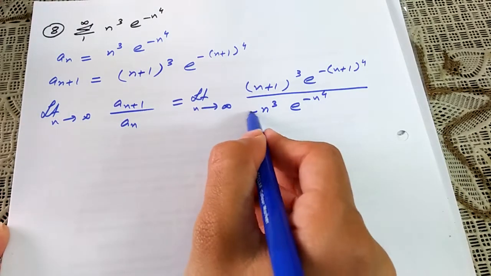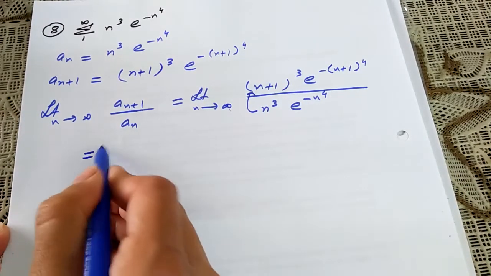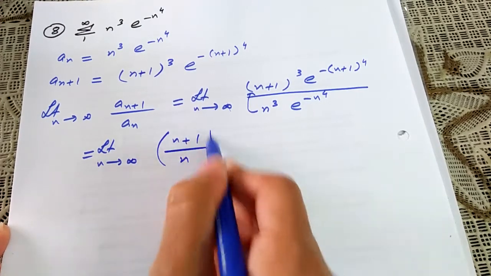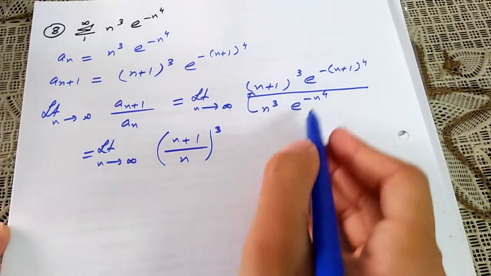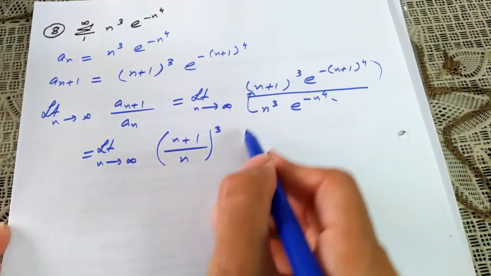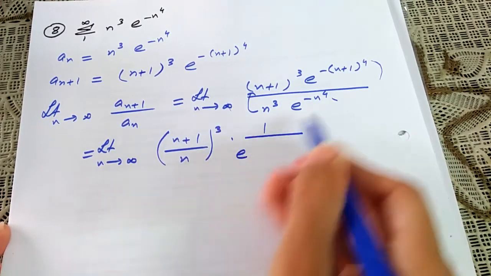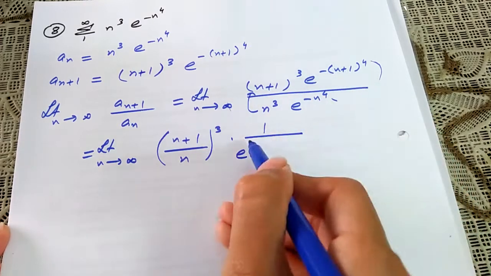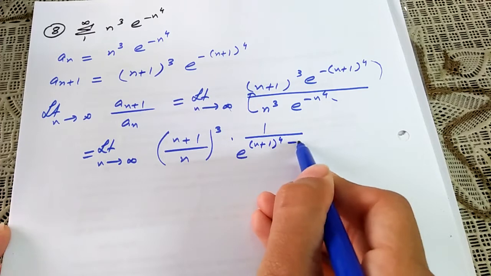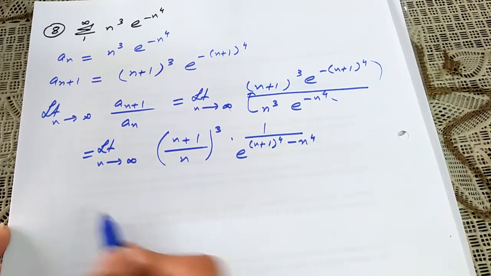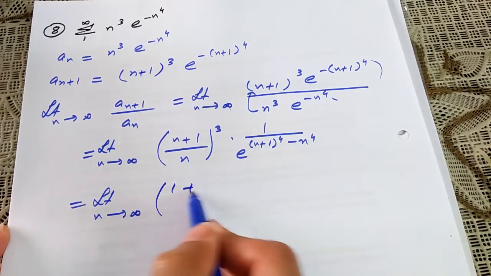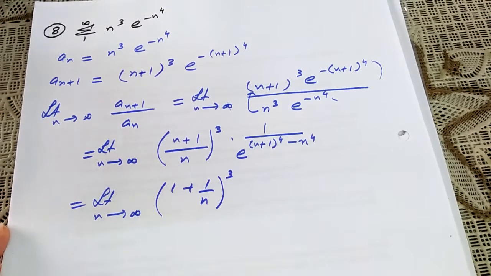Now we can divide this n³ with this term. It can be written as the limit as n approaches infinity of ((n+1)/n)³. And this term, we can move down, and it can be written as times 1 over e raised to the power; if this power is moved down it becomes positive, so it becomes (n+1)⁴ − n⁴. Now the limit as n approaches infinity, this becomes (1 + 1/n)³.